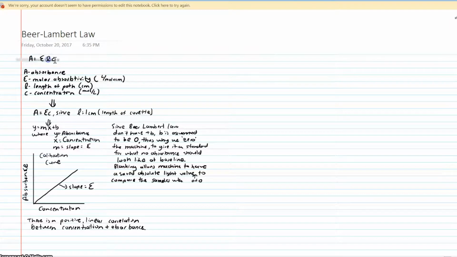So the Beer-Lambert law is A equals E times L times C, where A is absorbance, E is molar absorptivity, L is length of path, and C is concentration. This simplifies down to A equals E times C because the length of the cuvette is 1 centimeter.